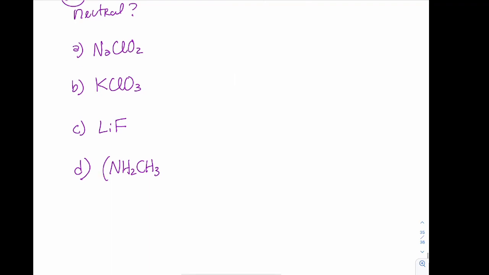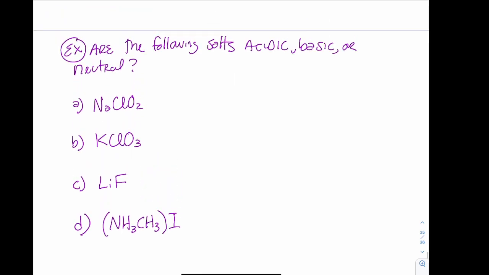So this is together. We need 3 hydrogen here, and then an iodine. So this is enough to get us started. So again, please hit pause, do these yourself, and then when you're ready to check, hit play again.